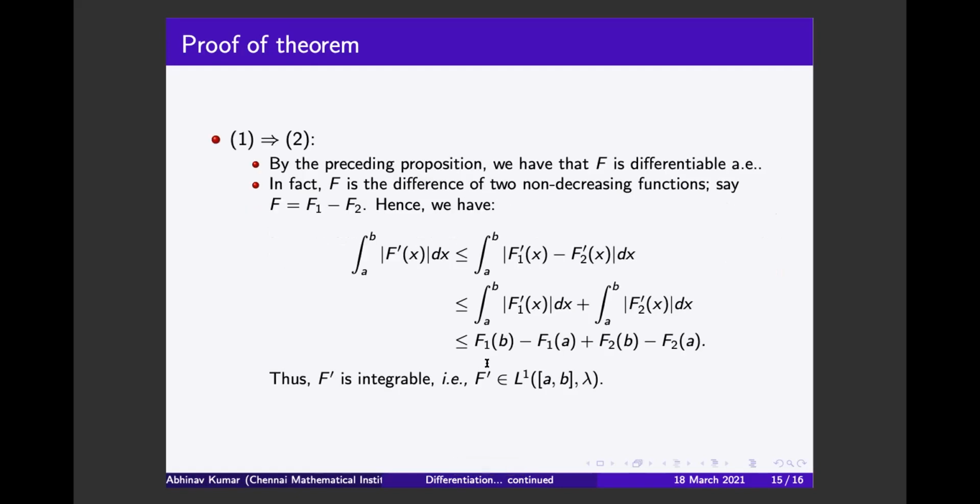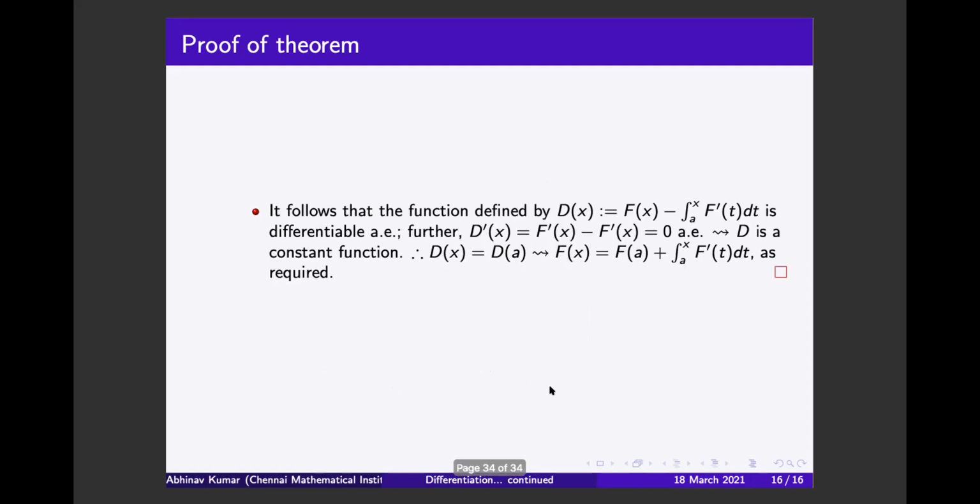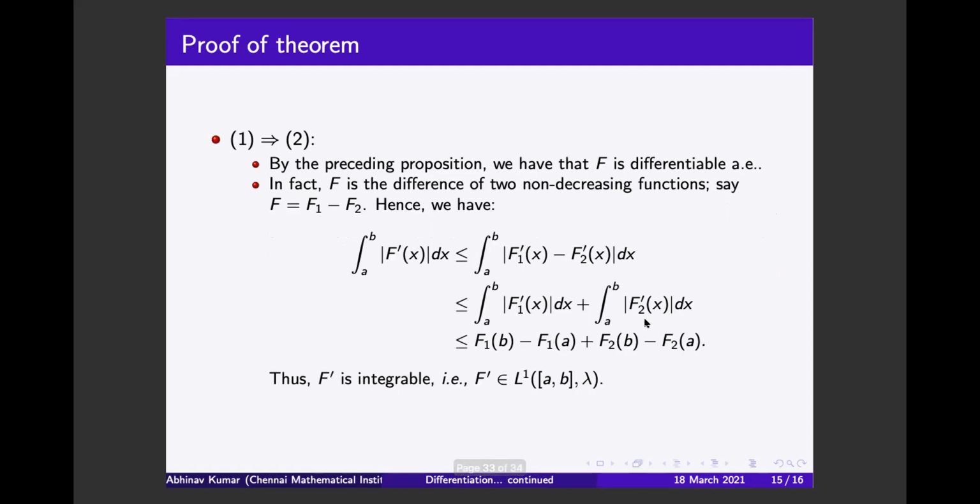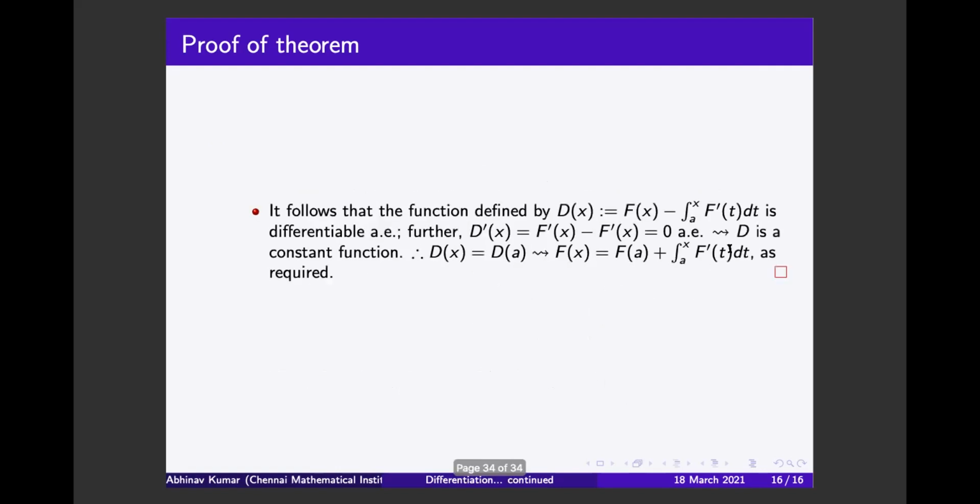Why is that? Because we have already shown that, given this integrable function f dash, the indefinite integral of it is differentiable almost everywhere. So further, the derivative of d at x, you can easily see that this is equal to 0 almost everywhere. Being differentiable almost everywhere, we take the derivative, and this just works out to be this. So it's 0 almost everywhere.